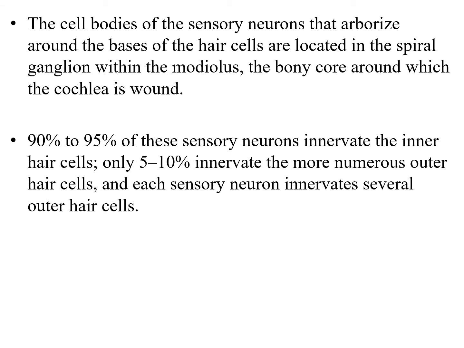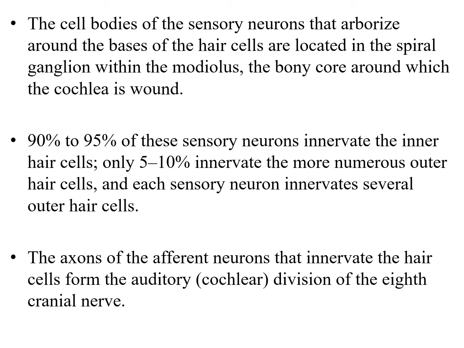It has been seen that 90 to 95% of the sensory neurons from the spiral ganglion innervate the inner hair cells, and only 5 to 10% innervate the outer hair cells. So the inner hair cells are much more important as receptors for sound compared to the outer hair cells.